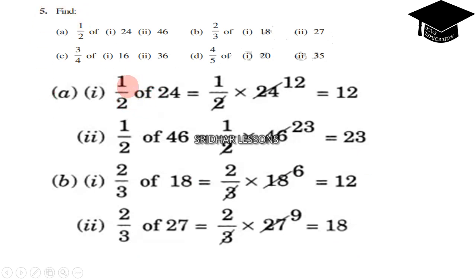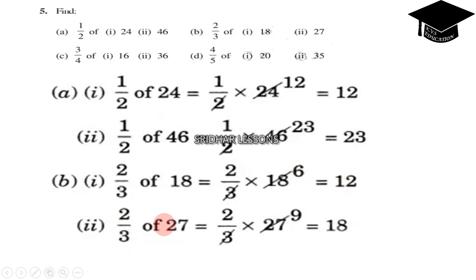Find 1 by 2 of 24. That means 1 by 2 into 24. That is 2 cancels 24 12 times. Next, 1 by 2 of 46. 2 cancels 46 23 times. 23 into 1, 23. Next, 2 by 3 of 18. 2 by 3 into 18 is equals to 3 cancels 18 6 times. 2 into 6 is equals to 12.